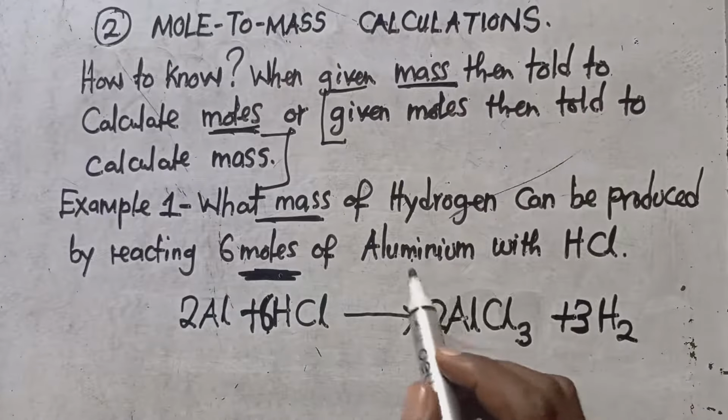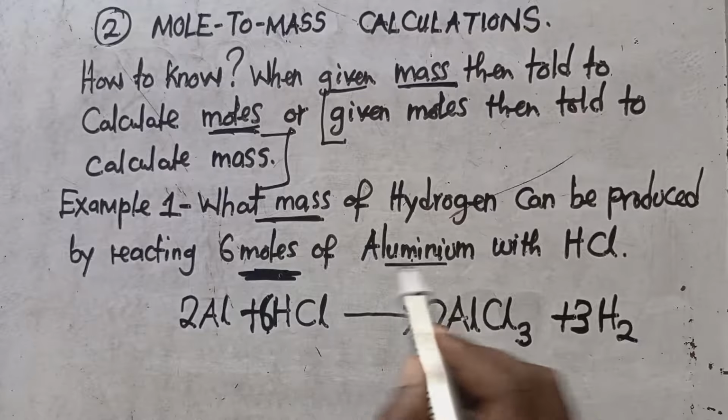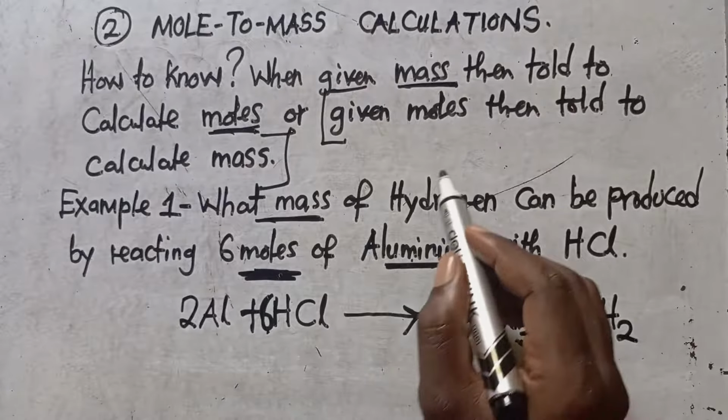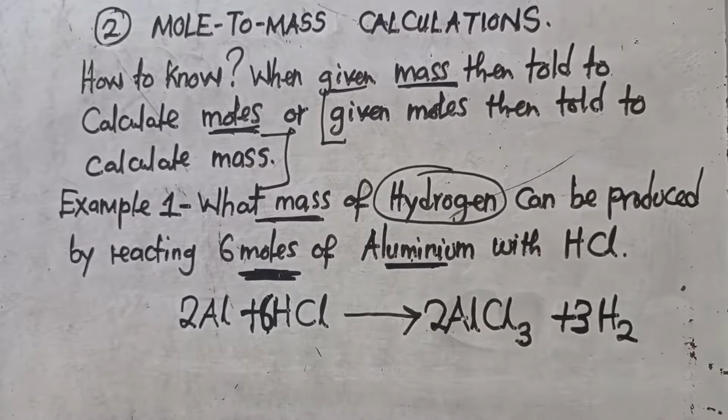So the relationship is just between aluminium and hydrogen, just these two. I'm asked to find the mass. So I'm going to use mole to mass. This is what I will use.